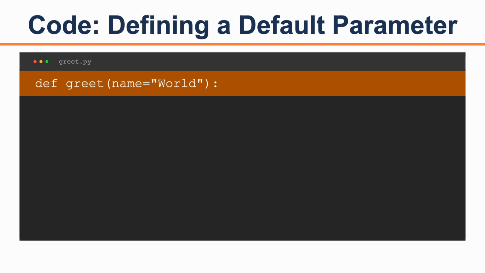Here the greet function has one parameter, name, with a default value of world. The equals sign and the value sit directly inside the parentheses. This single line is the entire change from a required parameter to an optional one.